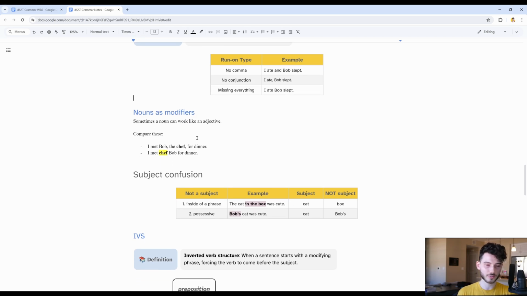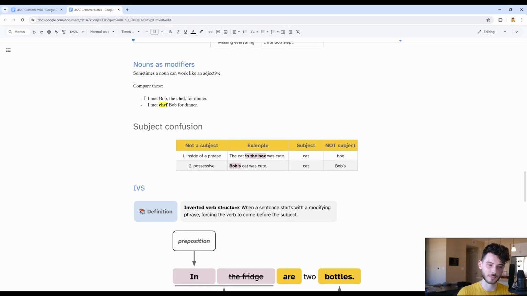Next thing is nouns as modifiers. A modifier is just when any word or group of words describes another word or a group of words. In this case, just like an adjective. You can have a noun that works like an adjective. So if you compare these sentences, you'll see what I mean. I met Bob, comma, the chef, comma, for dinner. This is just a normal noun here. Or I met Chef Bob for dinner. In the second one, the word chef is a noun still, but it's working like an adjective to describe Bob.